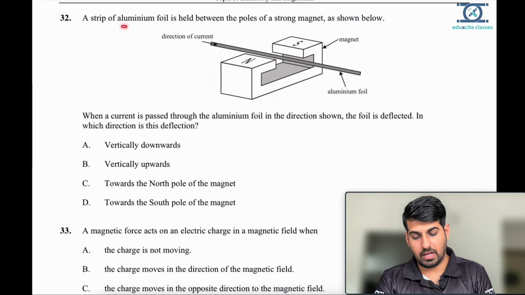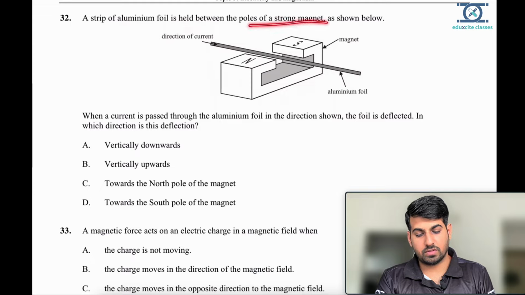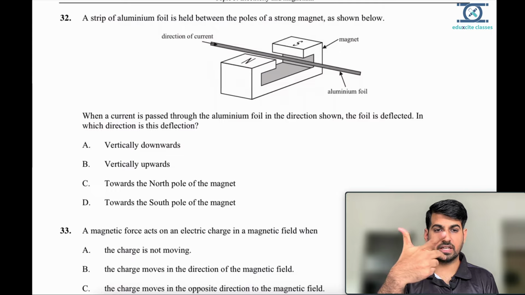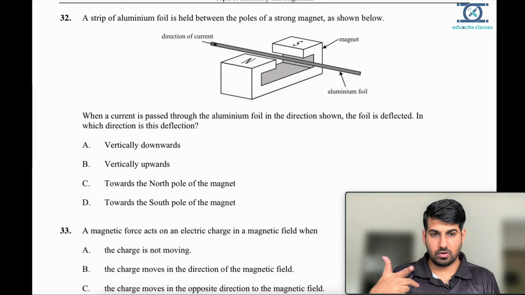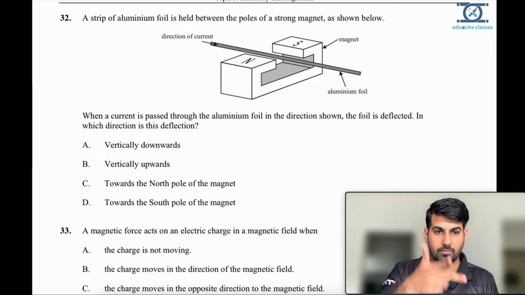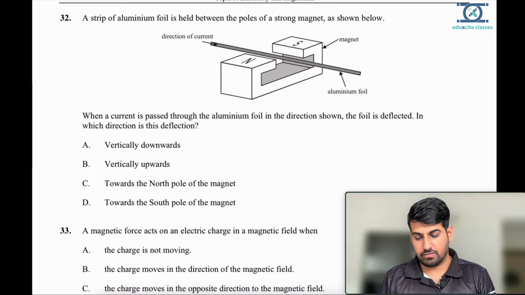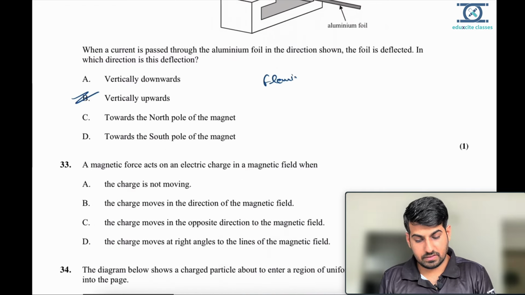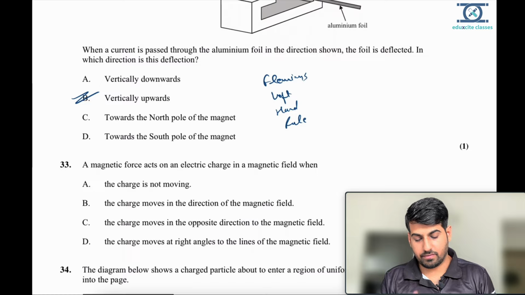Now a strip of aluminium foil is held between the poles of a strong magnet as shown below. So you just use your Fleming's left hand rule. Direction of current north to south. This is force, this is magnetic field, this is current. So put north to south as this finger, the direction of current. If you plot it on paper, you will see that the thumb is pointing out of the plane, so you can say vertically upwards. This is Fleming's left hand rule, to find out the direction.